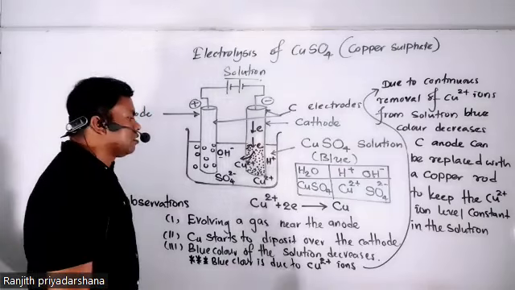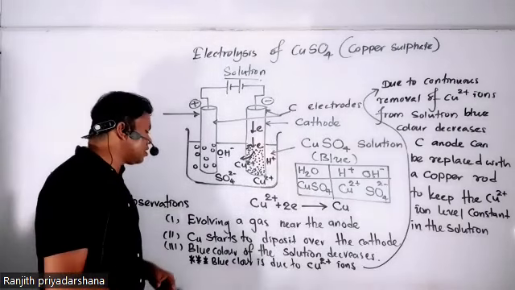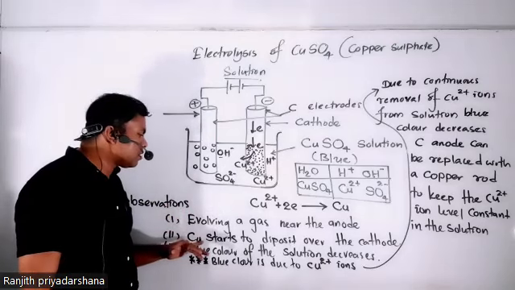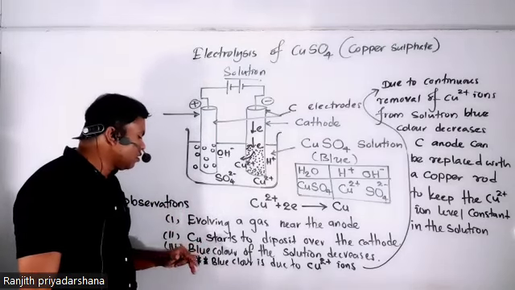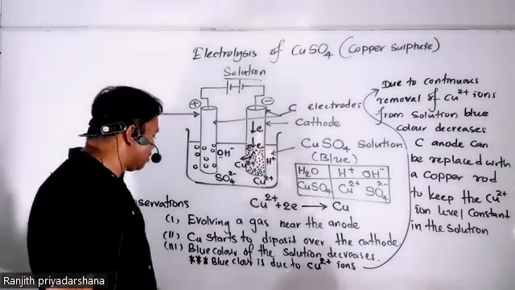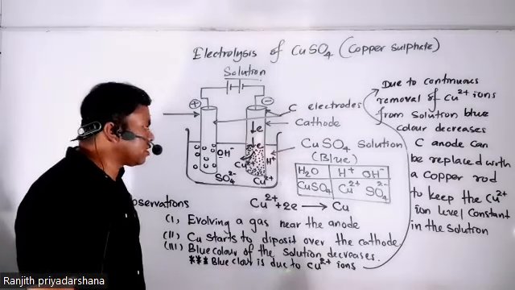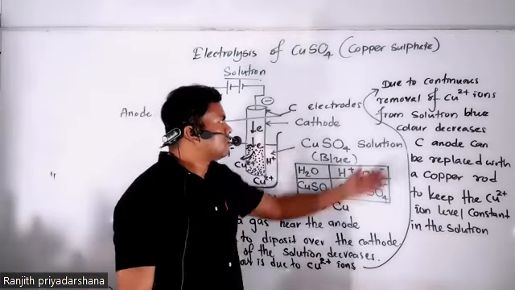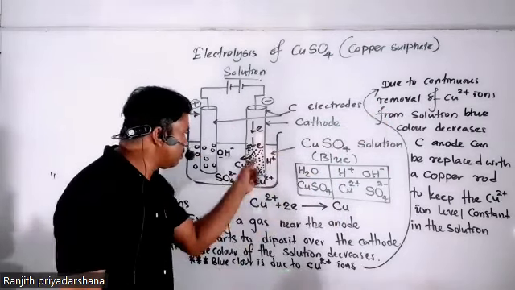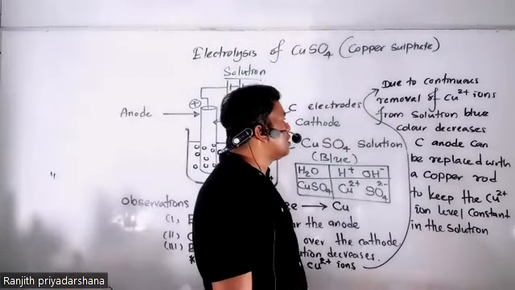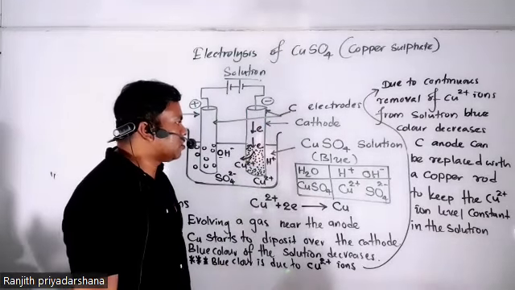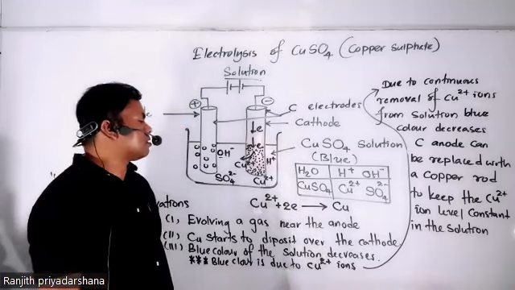So these are the observations: evolving a gas near the anode, that's oxygen gas. Copper starts to deposit over the cathode. Blue color of the solution decreases. We have written blue color is due to the Cu2+ ions. Due to the continuous removal of Cu2+ ions from the solution, that means due to deposition, blue color decreases. Carbon anode can be replaced with copper rods to keep the Cu2+ ion level constant in the solution.